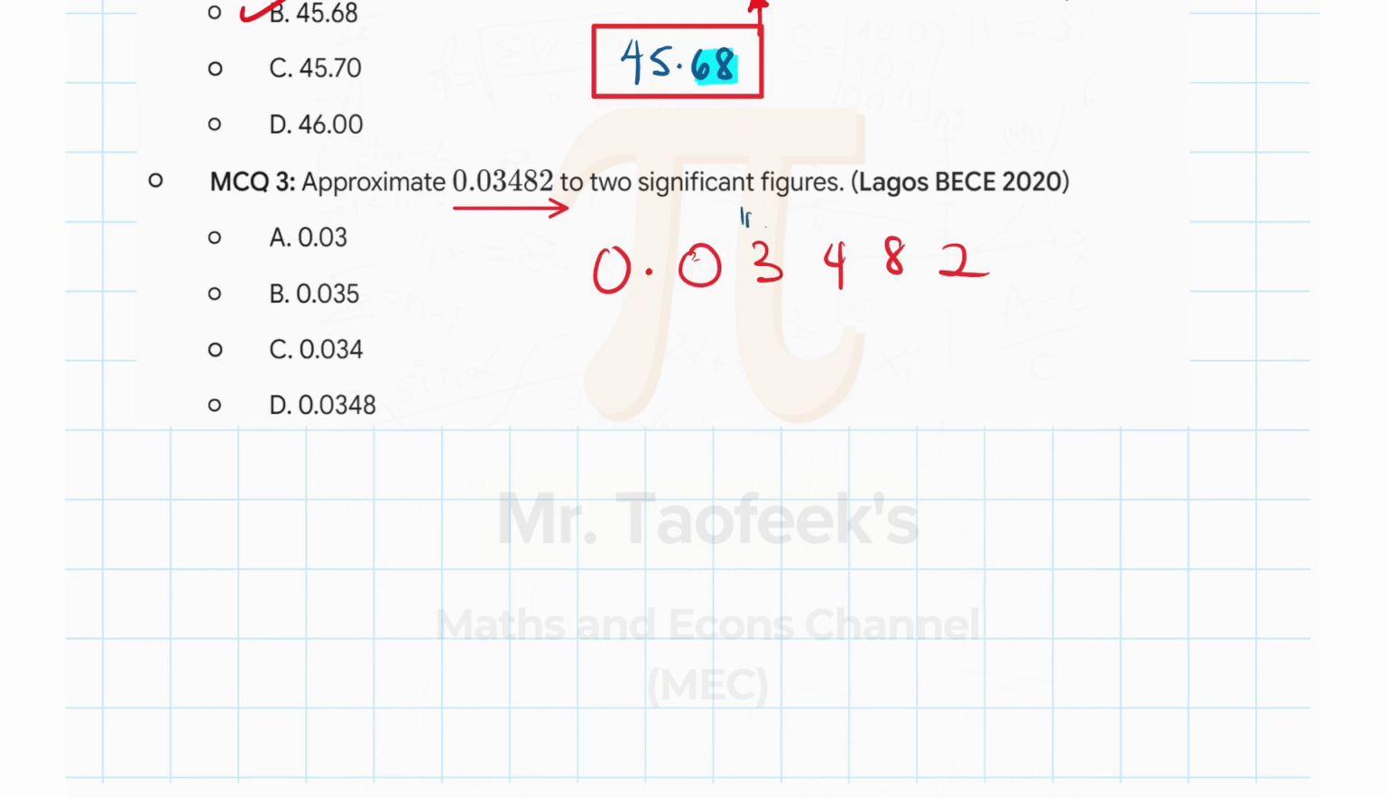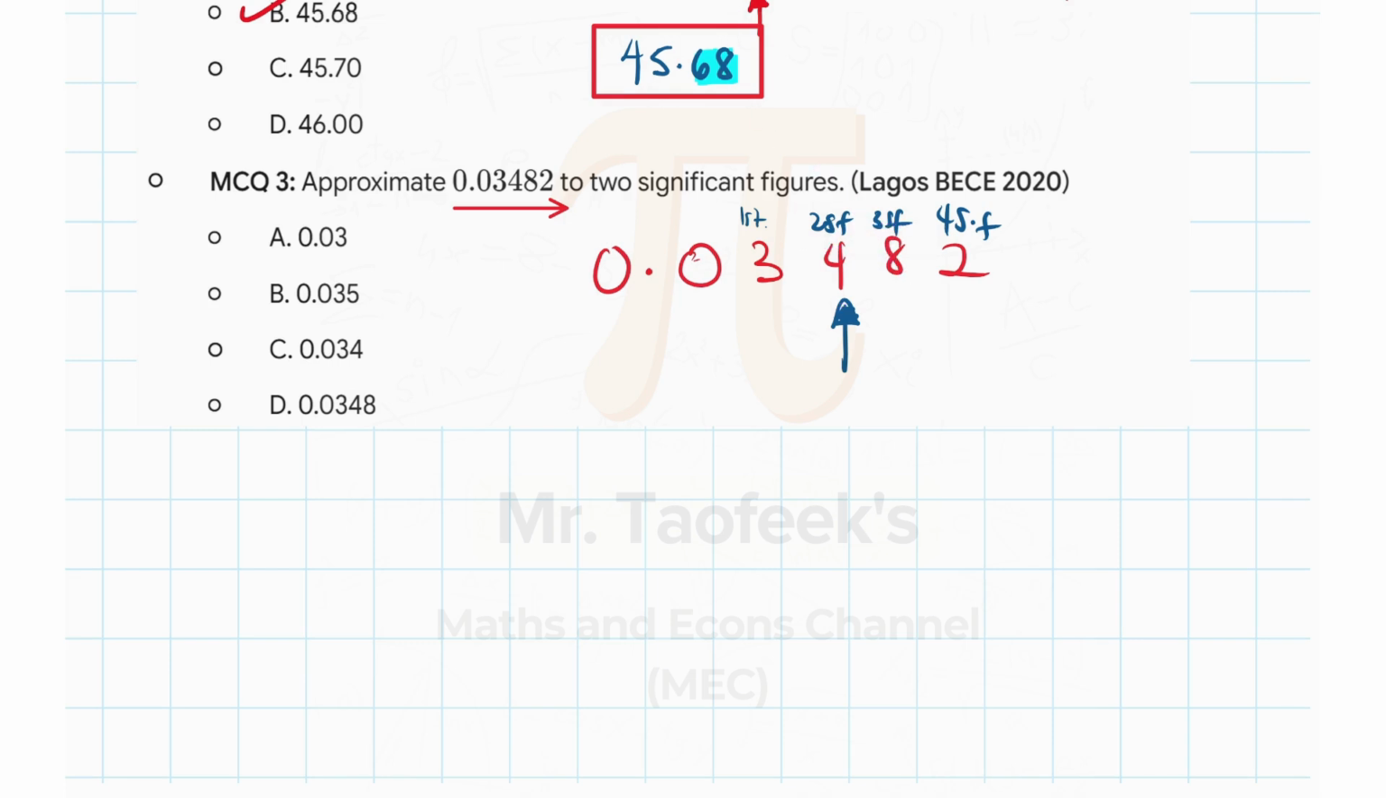So this is going to be our first significant figure, second significant figure, third significant figure, the fourth significant figure. So, two significant figures, that means we're going to stop where? We're going to stop here. As you can see, this is the second significant figure, which means two significant figures. So we stop there. Check the number just before it.